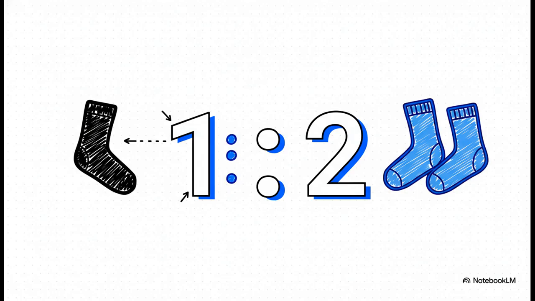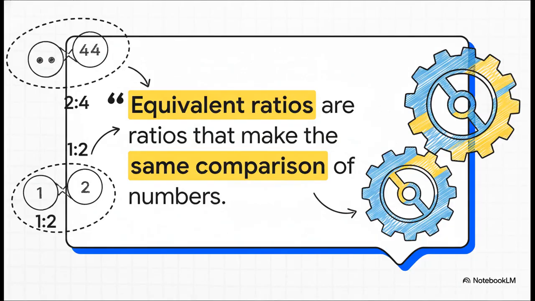This means for every 1 black sock John has, he's got 2 blue socks. Simple as that. And this is a key term to remember. Our starting ratio, 2 to 4, and our final answer, 1 to 2, are called equivalent ratios. They might look different, but they represent the exact same relationship between the numbers.